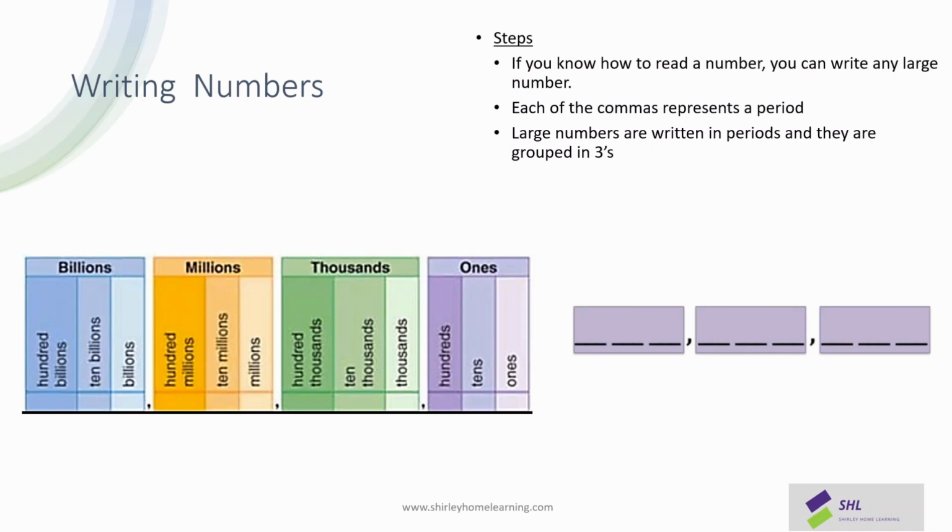So you should have written 10 million. This is my millions period, and this is my thousands period. Because it's 10, I'm going to write 1 and a 0. 10,208,000. Then 208,145. So I would put 145. So your number should look like 10,208,145.